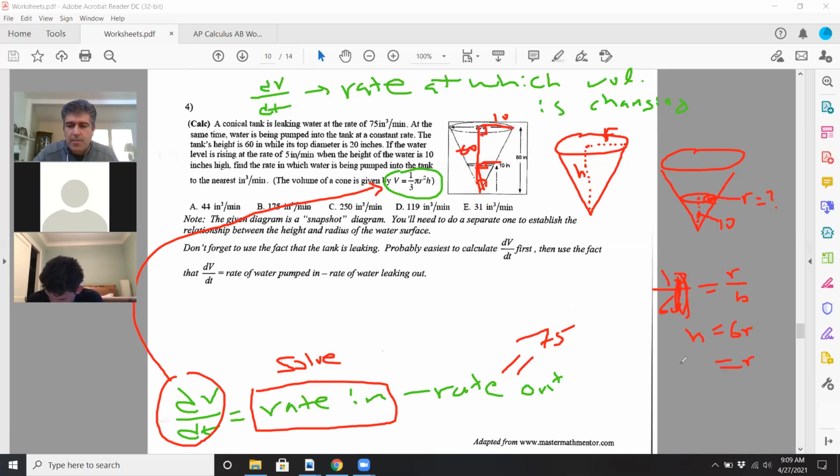Or say R equals, actually that's fine, because no, we do want to substitute for R. I lied, because we know that the water level changes at 5 inches per minute. That's dH over dt, by the way. So what I'm going to do is substitute for R. It's getting a little messy. But I'm going to substitute for R here. So V equals 1/3 pi. R is H over 6. Okay, R is H over 6, according to our relationships here, squared times H. Okay.